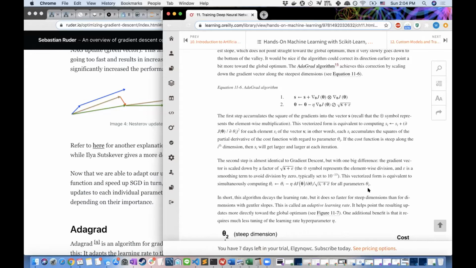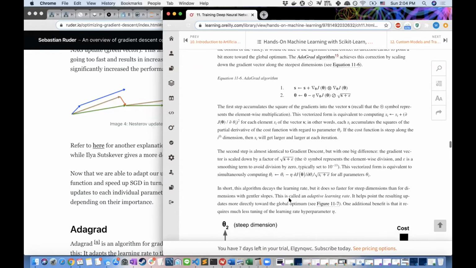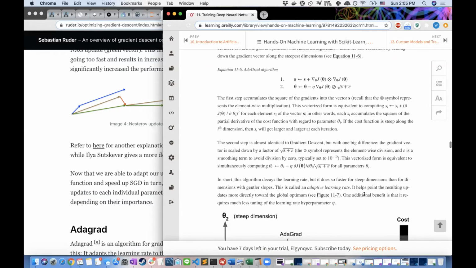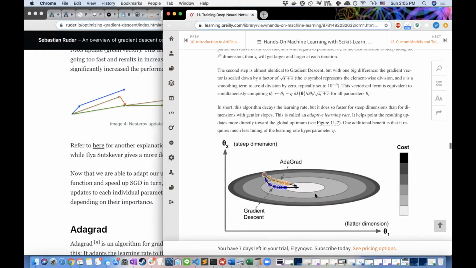For all parameters theta i, in short, this algorithm decays the learning rate, but it does so faster for steep dimensions than for dimensions with gentler slopes. This is called an adaptive learning rate. It helps point the resulting updates more directly towards the global optimum. One additional benefit is that it requires much less tuning of the learning rate hyperparameter.